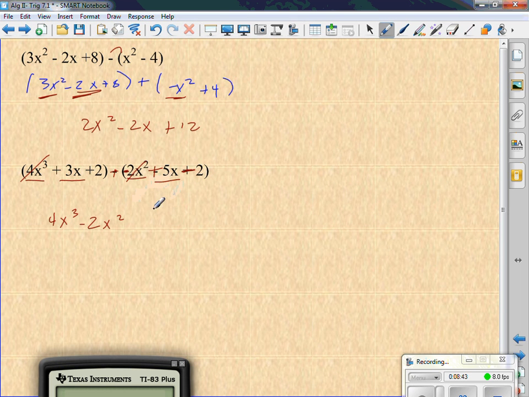3x and 5x is 8x. Some of you probably have negative 2 because you didn't distribute the negative sign. What's a 2 minus 2? 0. Some of you probably have 4. How many terms do I have? So it's called a trinomial. What's the highest degree? 3, so it's cubic. Any questions?